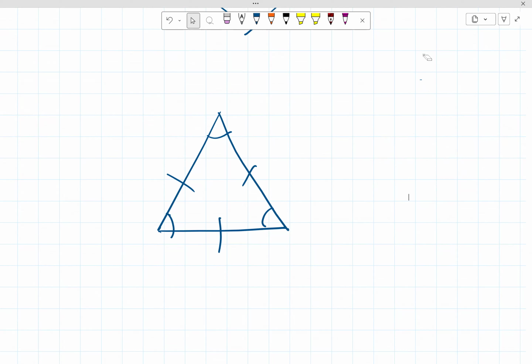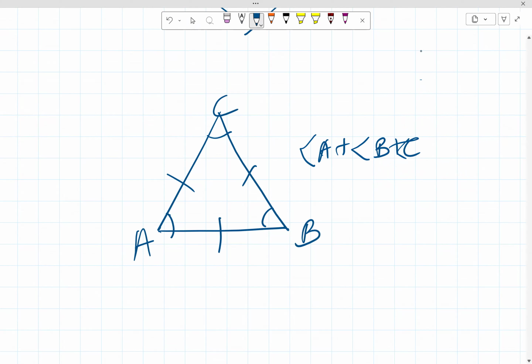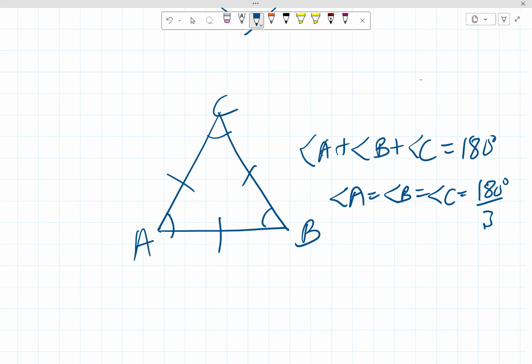But for an equilateral triangle, all the sides are equal, all the angles are equal. And because the angles in any triangle add up to 180 degrees, we have angle A plus angle B plus angle C is equal to 180 degrees. For an equilateral triangle, angle A is equal to angle B is equal to angle C, and that will just be 180 degrees divided by 3. So each of these angles is actually 60 degrees. All the sides are the same and all the angles are the same.